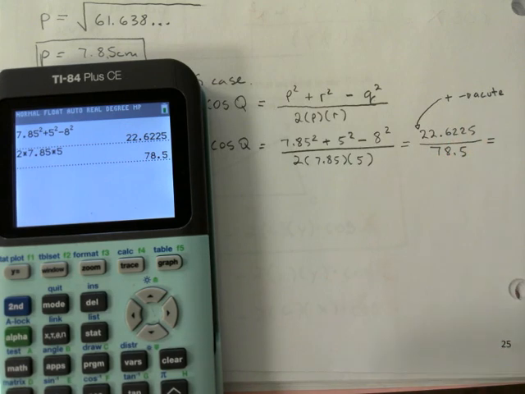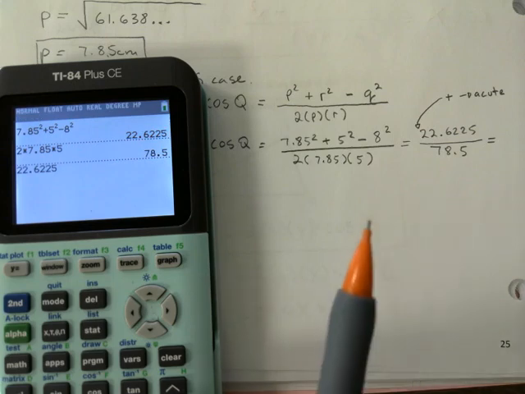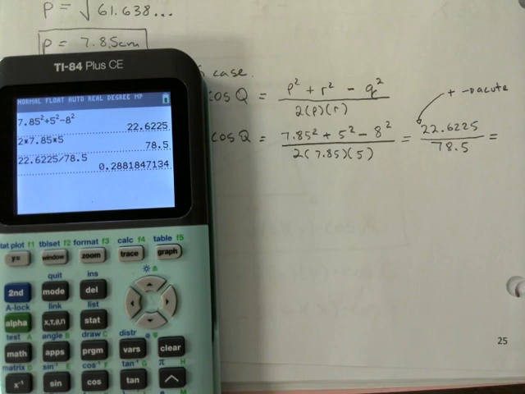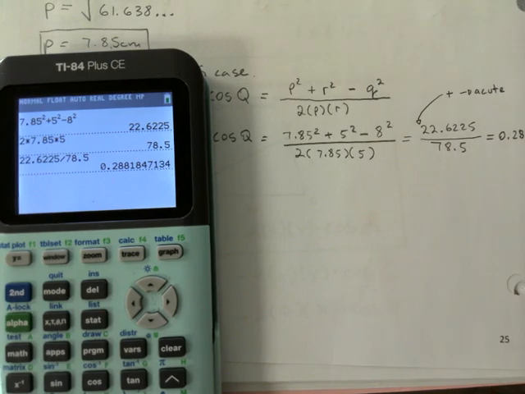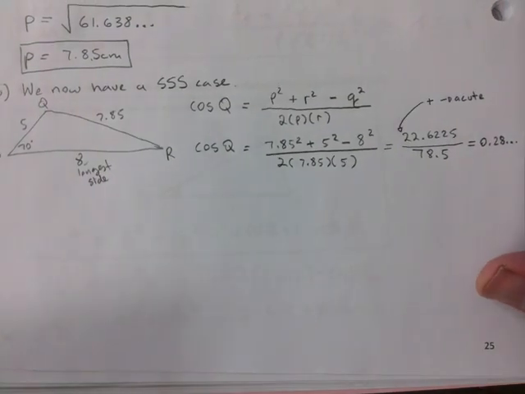If we divide that, I'm just going to go to my calculator, copy paste. So it's going to be that divided by 78.5, and that is 0.28, and that continues. Do not round.